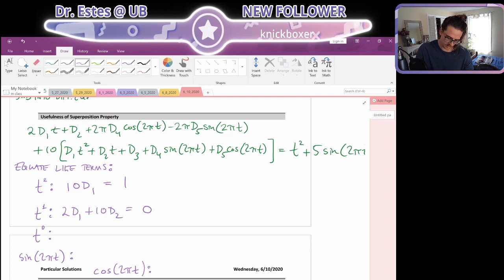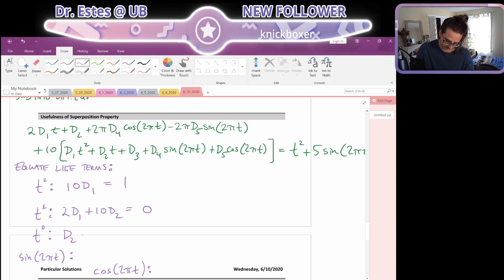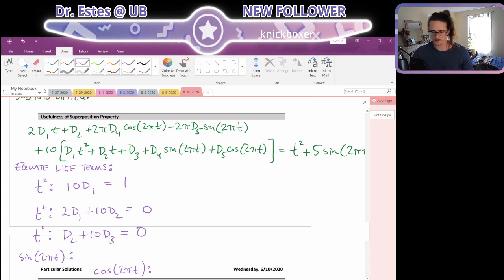For t to the 0, I have this d2 term. What else do I have? And then I have 10d3. And then I have no t to the 0 terms on the right-hand side.